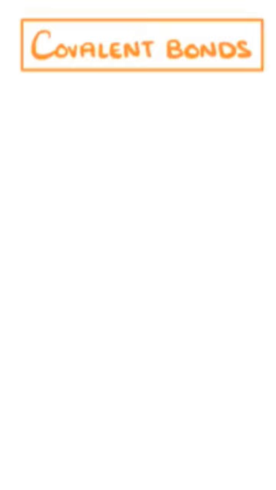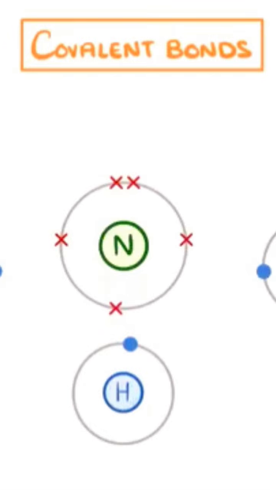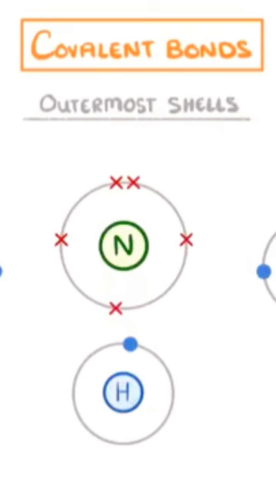For a slightly harder example, let's try to draw the covalent bonding in ammonia, which we just saw. It has the molecular formula NH3, so we can tell that there's one nitrogen and three hydrogen atoms, and the first step is to draw all of these out. In our example, we'll only draw the outermost shells.